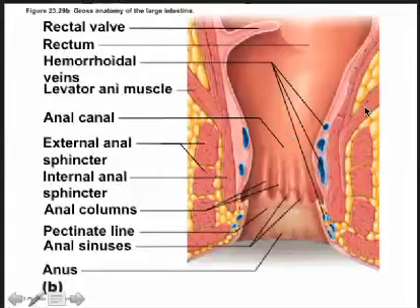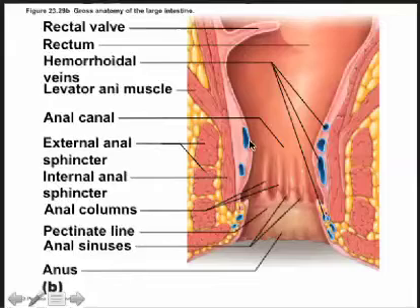There is the levator ani muscle here. This helps to lift the anal canal up. This is how we actually cause the feces to drop away. And essentially, I think that takes care of it.